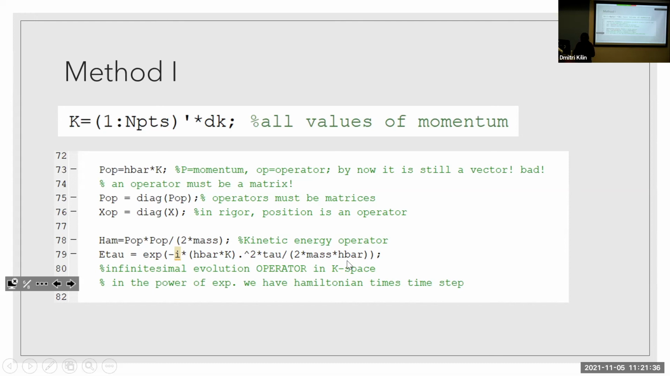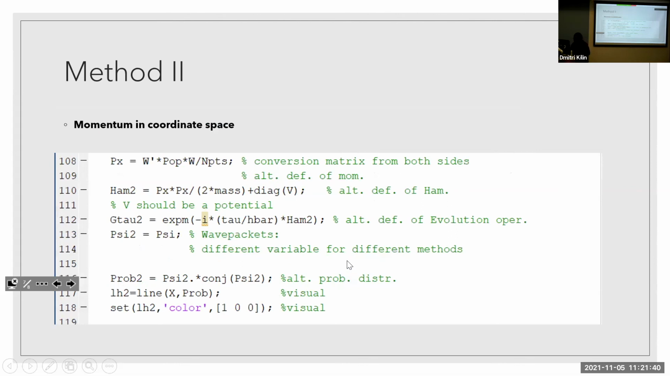More questions? Slide 7, please. Yes, line 108. It has the symbol W twice. So basically, we multiply our Fourier transform by our momentum operator, and then by the conjugate of the Fourier transform. So I'm very curious why.